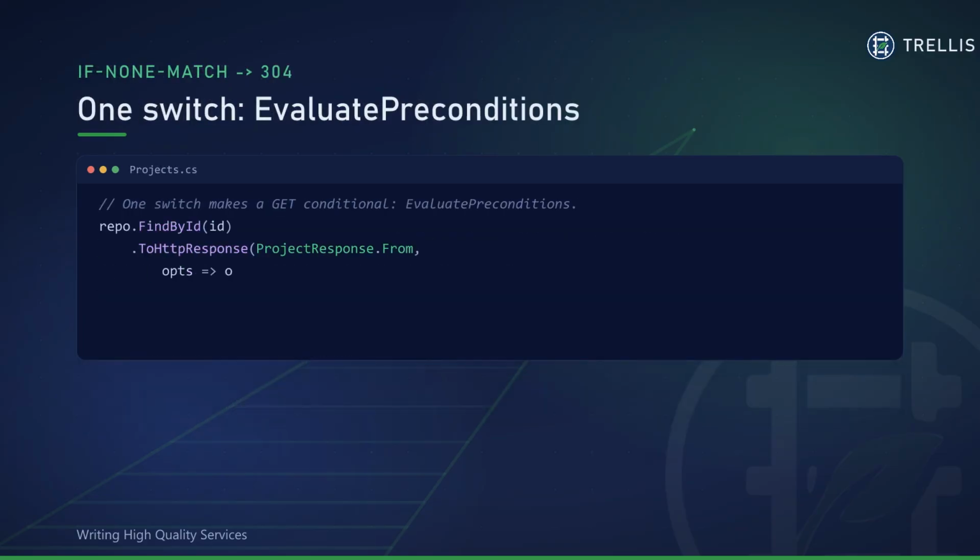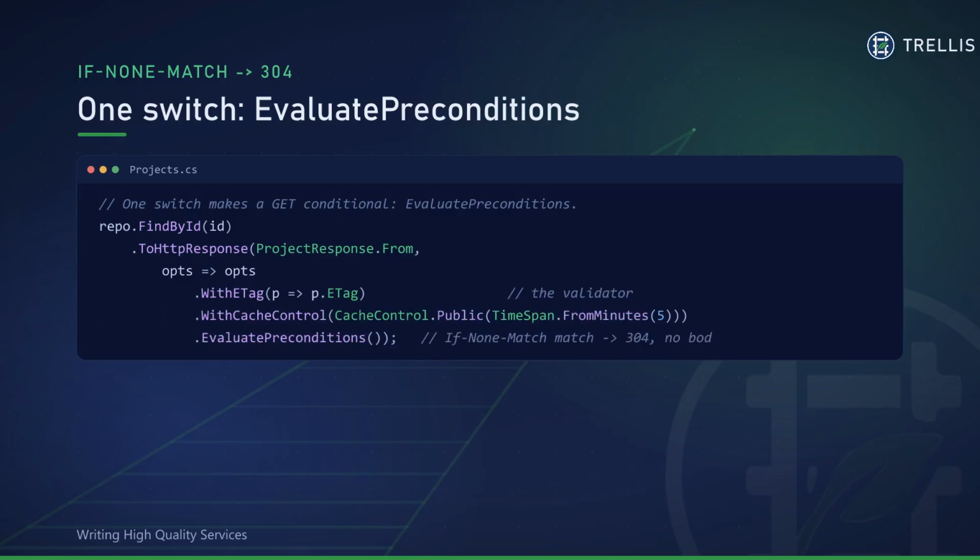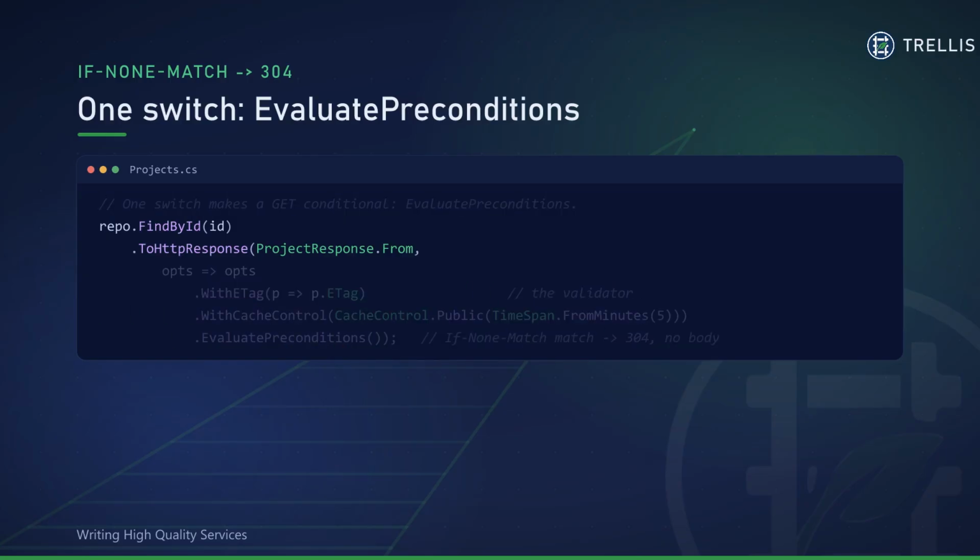And here's all it takes. It's the same GET from last episode. Find the project, map it to a response, emit its ETag. Two additions. WithCacheControl sets a caching policy. Public, fresh for 5 minutes. So clients and proxies can even skip the server entirely while it's fresh. And EvaluatePreconditions. One line. Turns on RFC 9110 conditional handling.